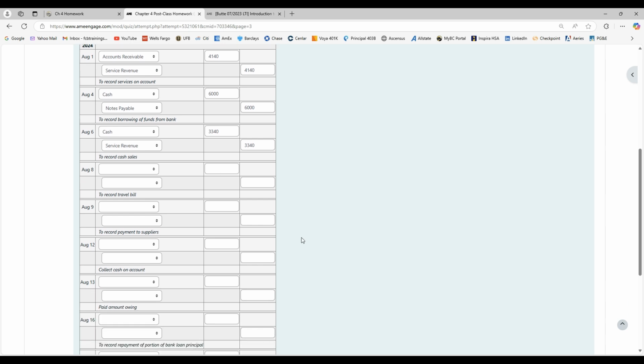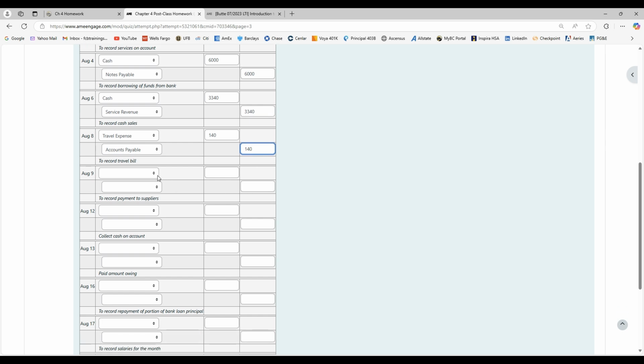Okay, August 8th, we got a travel bill for $140. So travel expense, and it'll be paid later, it says. So in accounts payable, August 9th, we paid $85.70 cash to reduce the amount owed to a supplier. So accounts payable is going to be going down, and cash will be going down. So a liability decrease and a cash and asset decrease with cash.